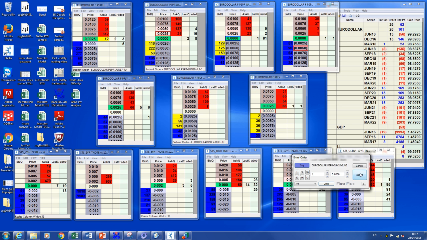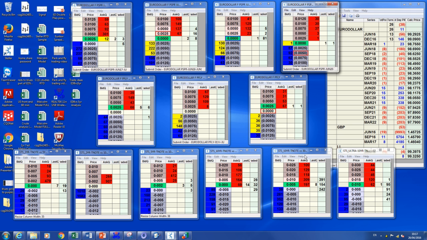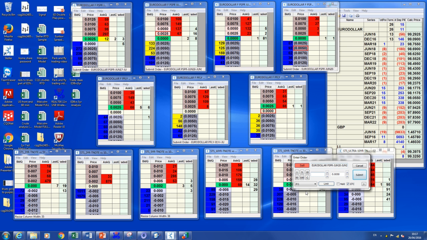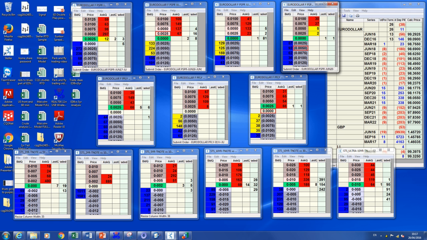For argument's sake, let's put a bid in here. I'm not convinced really about this bid and this evens. But I definitely want to be offered here, and I'll offer one here because I see that this is even bid at half, this is trading evens.